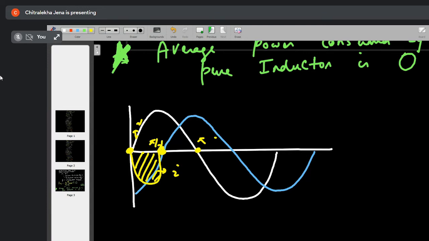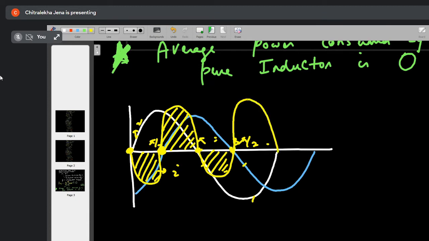So power will be positive, right? Got it, all of you? Now from pi to 3 pi by 2, one is negative, one is positive. So power will be what? Negative. Understood? All of you got it? Yes, ma'am. Now here both are negative, so power will be what? Power will be positive.